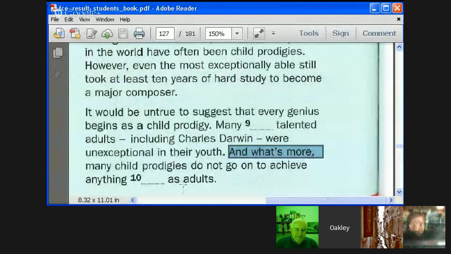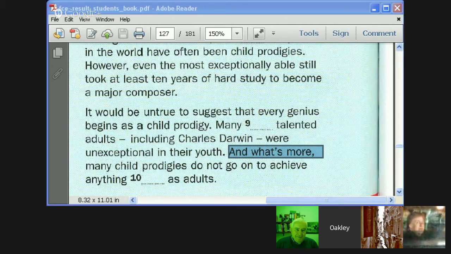What's more, many child prodigies do not go on to achieve anything significant, anything important, anything worthy of note, anything truly useful as adults. As a child, they could be a prodigy, but as an adult, maybe they will tend to become ordinary people. They fizzle out, I see. Ordinary humans, mere mortals. Yeah, that's the idea.